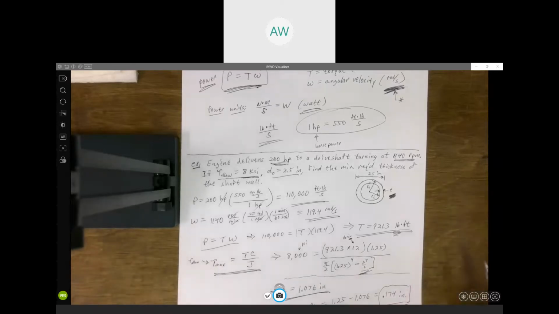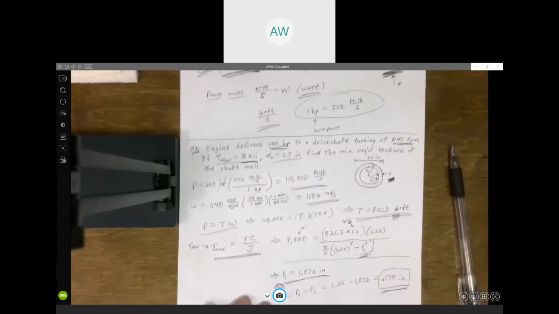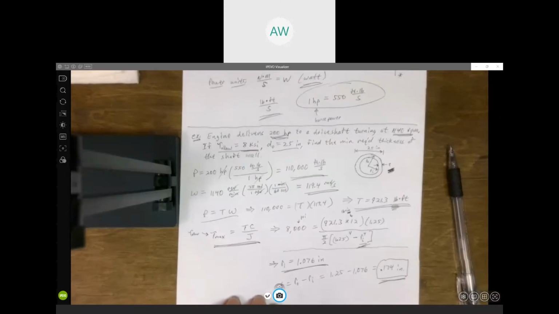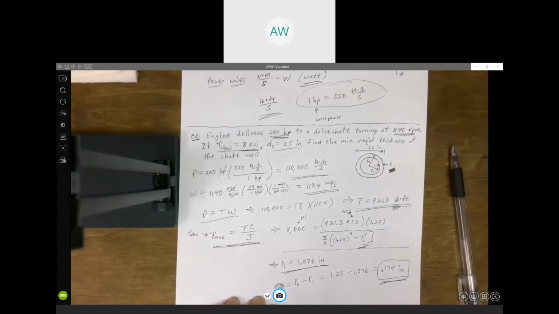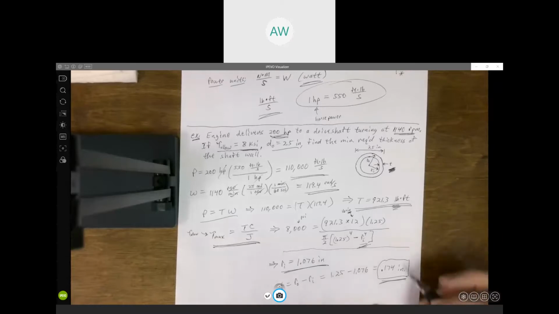So it's a good illustration to show that it doesn't have to be real thick. That's pretty thin. And you'll find that's the case. That's why you don't need all of that material, that big hole in there is material we don't need. Right? We can design the shaft so that it does not exceed 8 KSI. We don't need a real thick wall to do that.